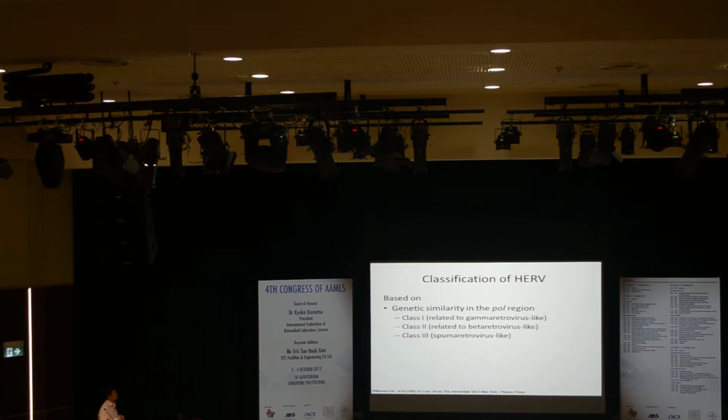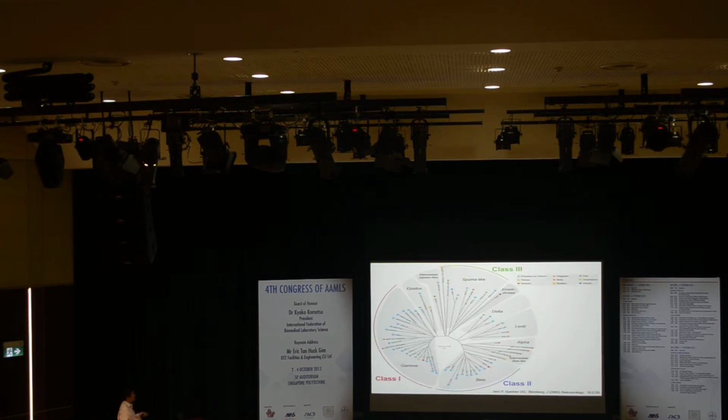One of the classifications is based on the genetic similarity in the pol regions, and that can be classified into class 1, class 2, and class 3. So of course, it can be gamma retrovirus-like, beta retrovirus-like, or spuma retrovirus-like. So over here, my focus will be on HERV-H, and therefore it is on class 1.